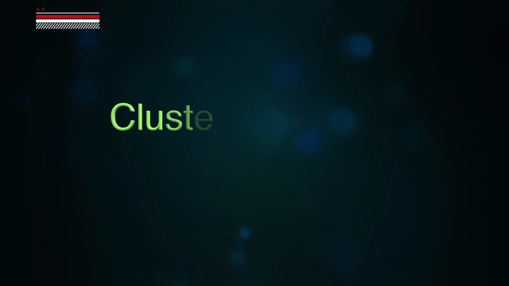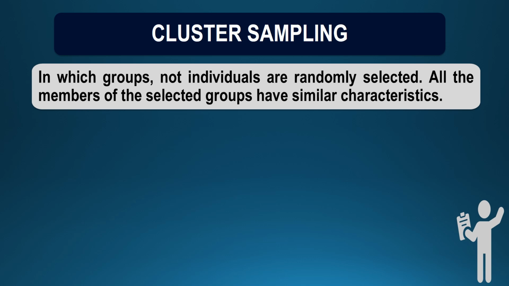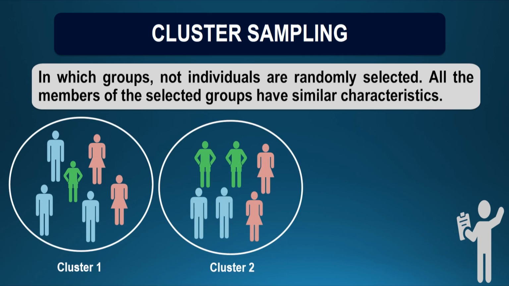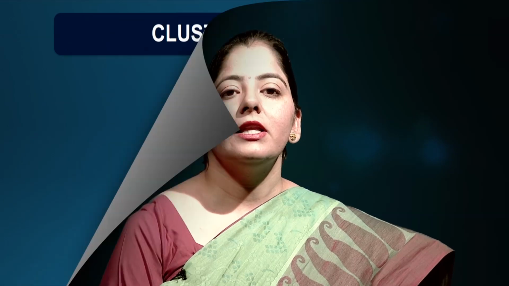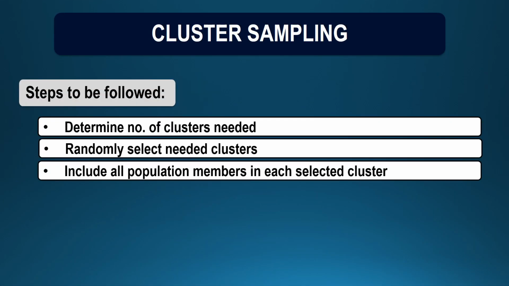Another technique is the cluster sampling technique. Cluster sampling is applicable when it is much easier for the researcher to select a group rather than individuals. Say for example, if the researcher wants to study the attitude of the people living in a city, in that case the city is divided into a number of blocks, and from those blocks the samples need to be selected by the researcher. The different steps followed for cluster sampling are given in the slide.